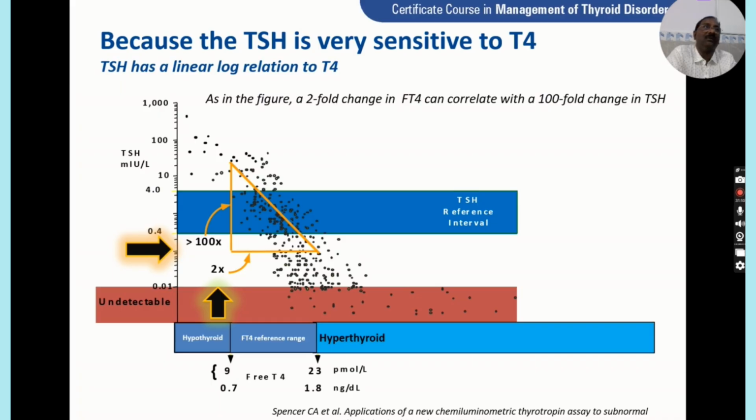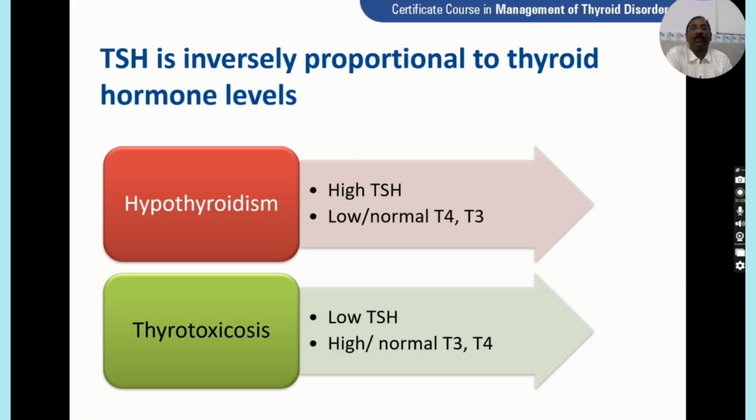But TSH, 100-fold differences. From 5, it may be 500 also. So don't think that a free T4 of 0.03 is normal. You should think that when the free T4 is elevated by just twofold, there will be a 100-fold rise in the TSH levels. So TSH is inversely proportional to the thyroid hormone levels. Hypothyroidism: high TSH, either low or normal T4 and T3.